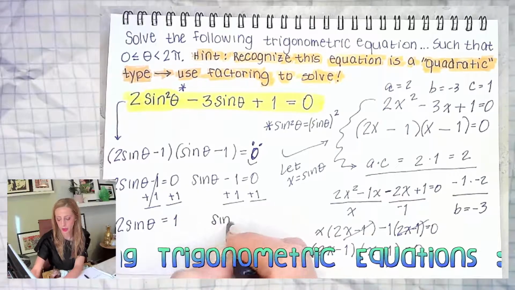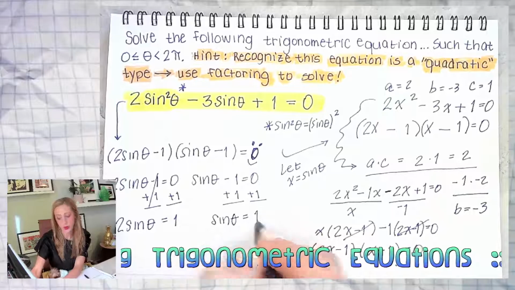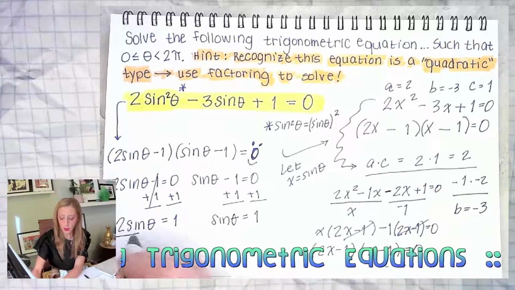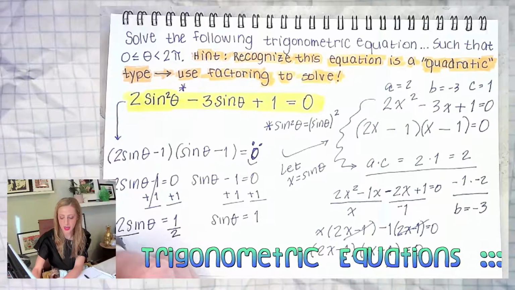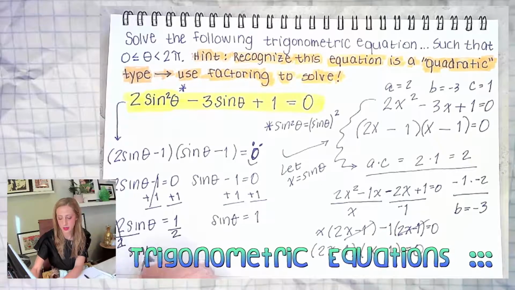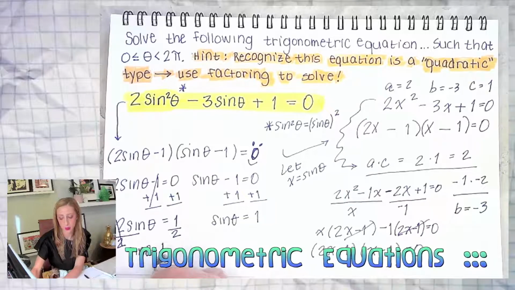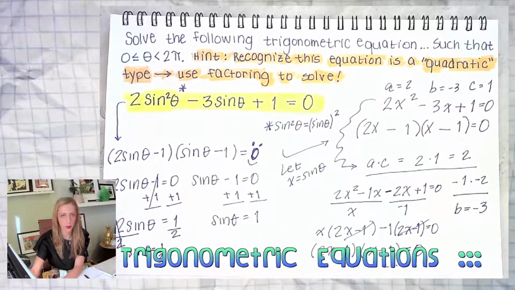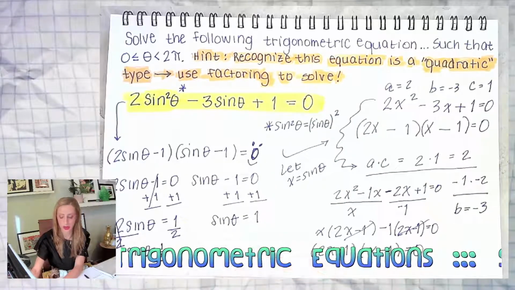Here, we're a little further along. Sine theta equals 1. Here, we need one more step. We're going to divide both sides by 2. That's the next layer that we're peeling off. So we have sine theta is equal to +1/2. That one was already pretty much good there.